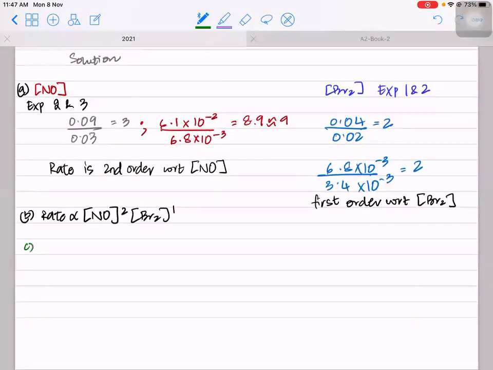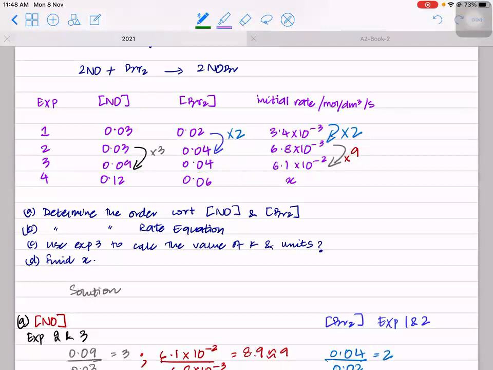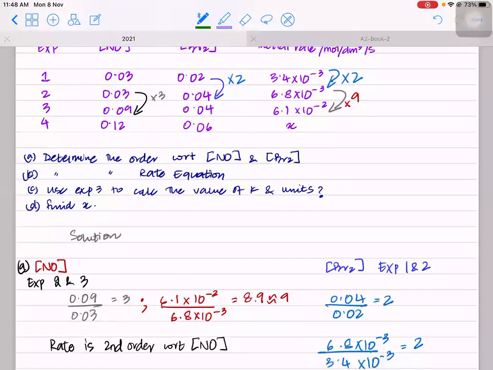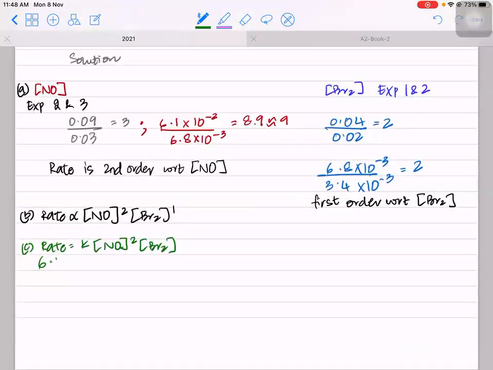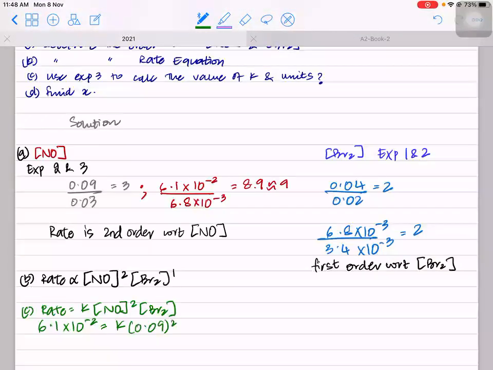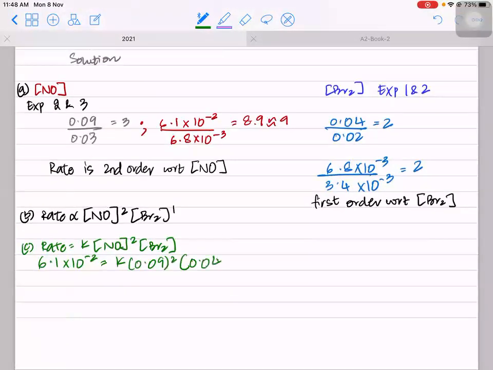Now they're saying, write the rate equation, then use experiment 3 to calculate the units of K and value of K. So let's see. In experiment 3, the rate is given, concentration is given, you have the rate equation. Can you find K? Yeah. So you know rate is equal to K [NO]^2 [Br2]. What is the rate in experiment 3? 6.1 × 10^-2. K we don't know. What is NO in experiment 3? 0.09. So 0.09 squared. What is bromine in experiment 3? 0.04.